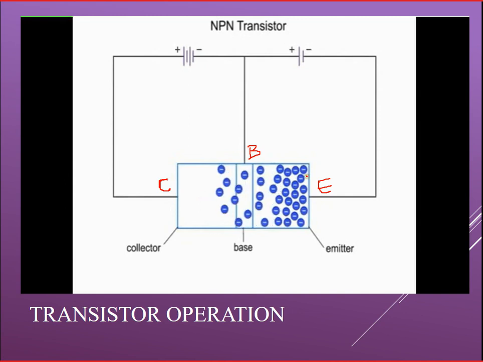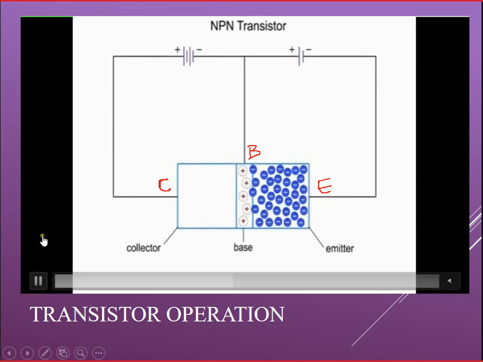Like I said, the emitter base junction will be forward biased and the collector base junction should be reverse biased. Okay. So here I am drawing. The emitter base should be forward biased, and the collector base should be reverse biased.